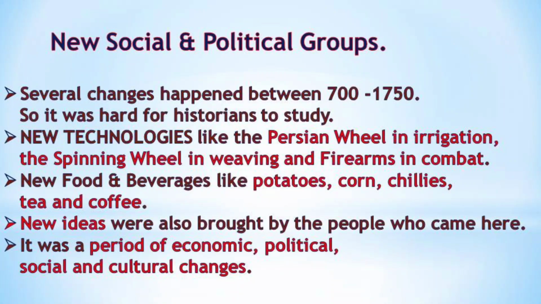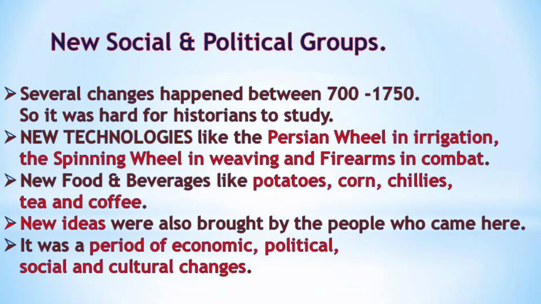When we study the period from 700 to 1750, another thing to note is that new social and political groups existed during that time. Several changes happened between 700 to 1750. So it was hard for historians to study, because if changes are made, it will be hard to study. Do you get me? The changes are new technologies like the Persian wheel in irrigation, the spinning wheel in weaving, and firearms in combat. These new technologies arrived in the land of India.